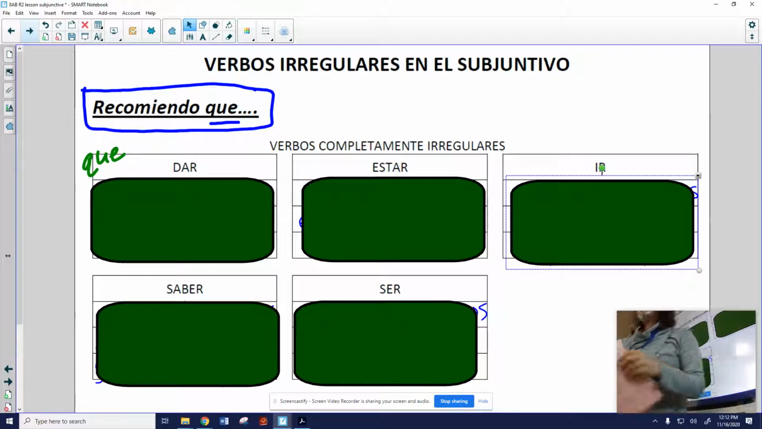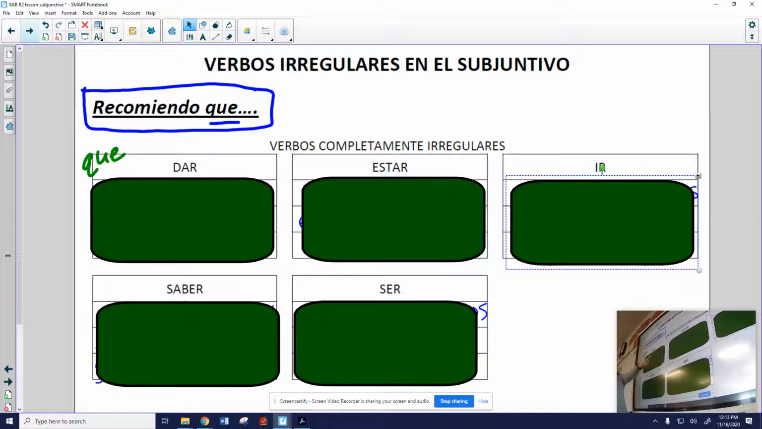Just like we learned with commands, go to yo, drop the yo, add the opposite ending. There are a number of irregulars in the subjunctive. Some of them are just totally irregular, and others are irregular because the yo form is irregular in the present tense, like tengo, hago, salgo, etc. And others are stem-changing verbs in the present tense, which means they have that same irregularity in the subjunctive mood. So some verbs that are just totally and completely irregular in the subjunctive will look kind of familiar.